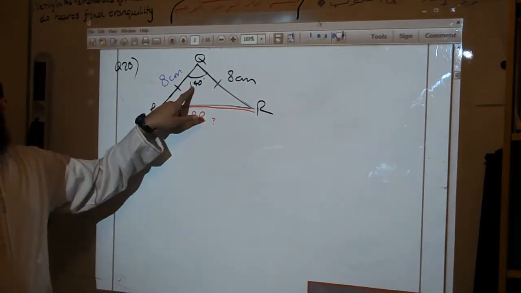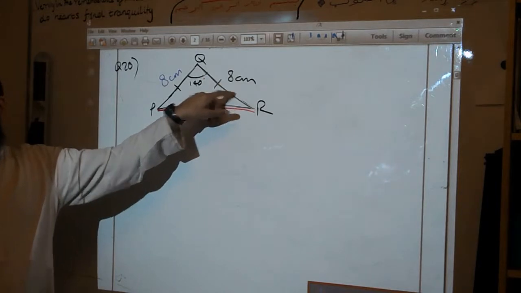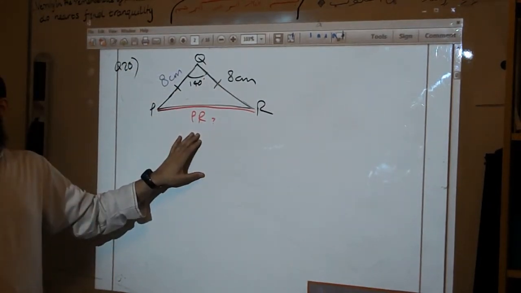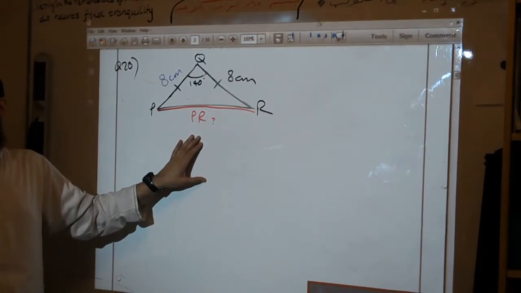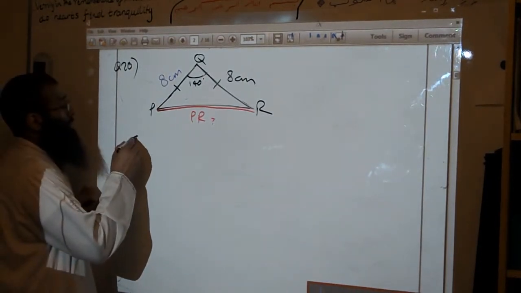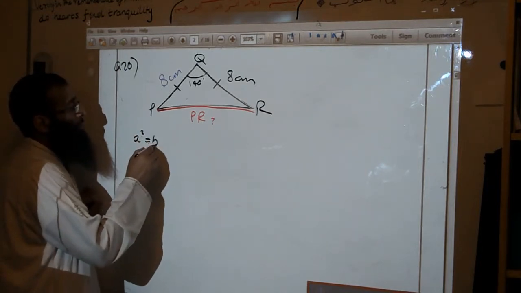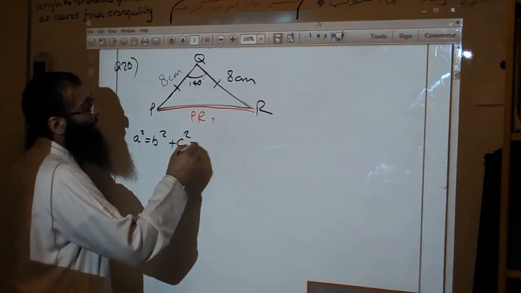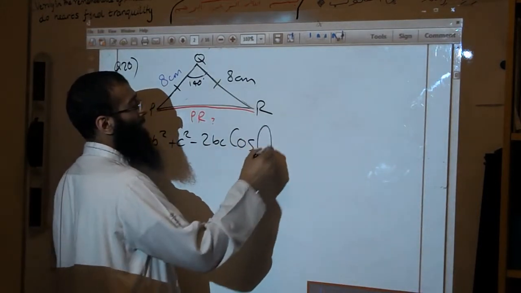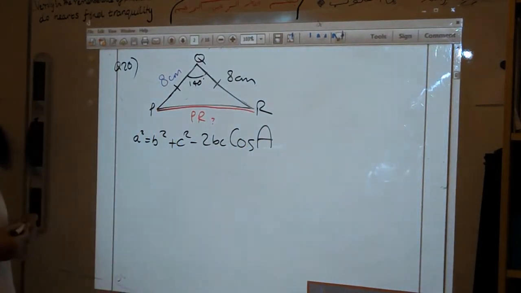We know the angle in between two sides. If you have the angle in between two sides, we've got to work out its corresponding side. What do we use? We use the cosine rule. Okay, what is the cosine rule? In its basic form, a squared is equal to b squared plus c squared minus 2bc cos A.